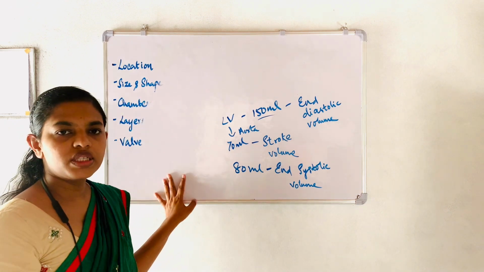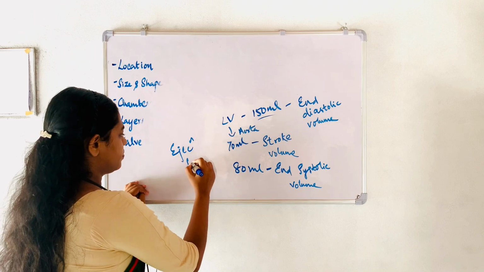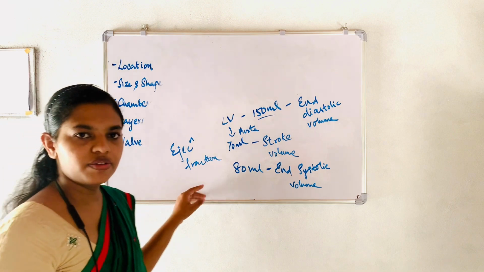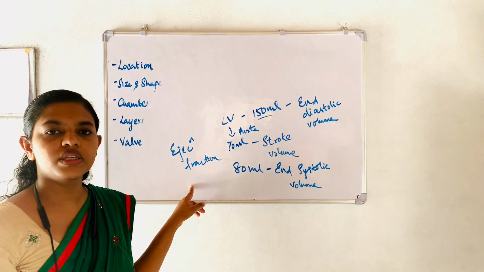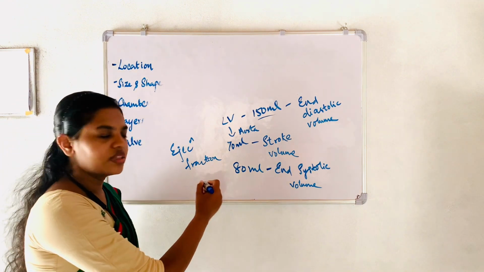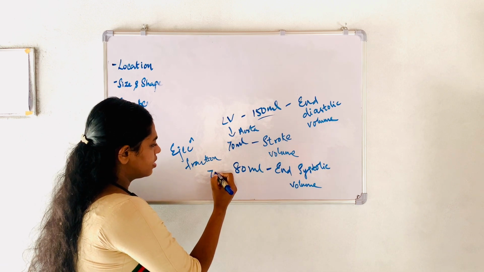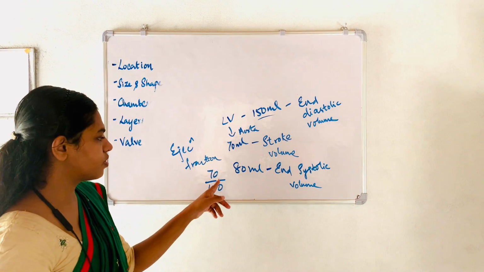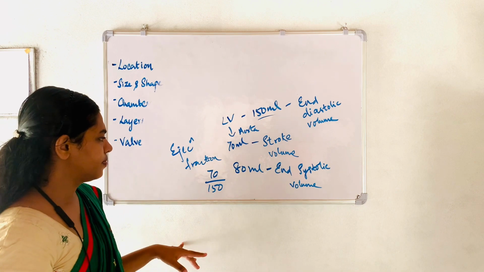So have you heard about ejection fraction? Ejection fraction is also denoted by EF. If you see the echo reports of the patients, you can see EF 50%, 40%, like that it may be mentioned. Okay, so how is ejection fraction calculated? That is 70 divided by 150. 70 is the stroke volume and 150 is the end diastolic volume.